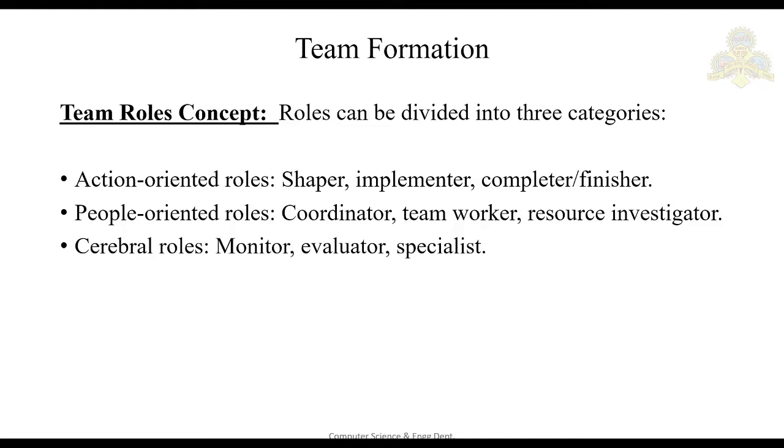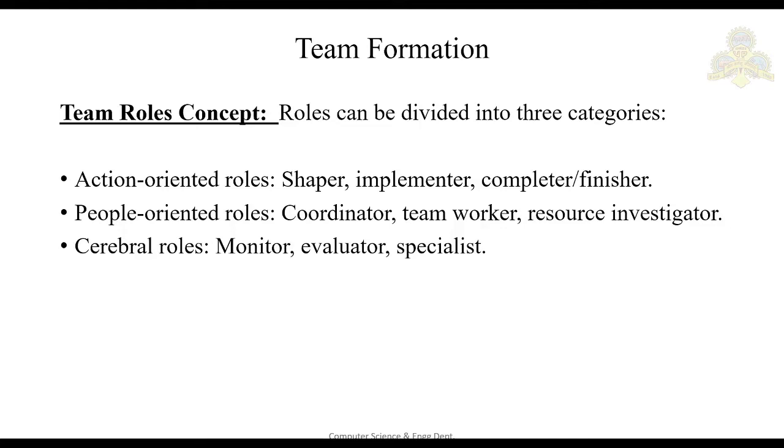Okay. For a team to succeed, each individual in the team has to play different roles needed to achieve the goal. These roles can be divided into three categories. The first one is action oriented roles. In that, we have shaper, implementer, and completer or finisher. Next, we have people oriented roles, that means coordinator, team worker, and resource investigator. And the third one is cerebral roles, such as monitor, evaluator, and specialist. So we will see the meaning of all these roles, right?